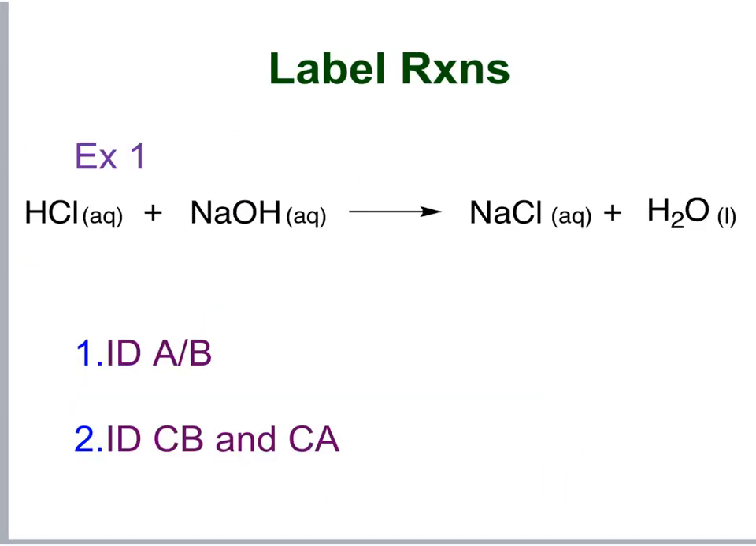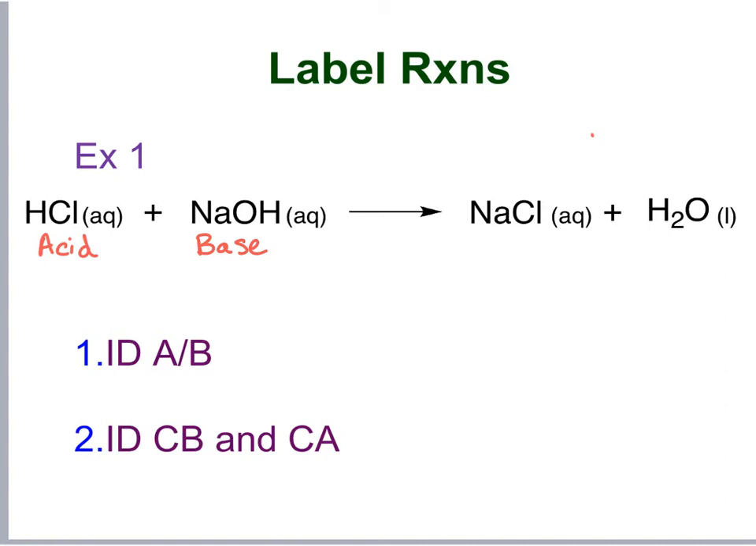Let's go back to our previous example and see if now we can label the conjugate base and conjugate acid as well as the acid and base. So remember, we had already decided that our acid was going to be HCl and that our base was sodium hydroxide. So now if we look at what happens to those, we can put them in pairs, and that's probably the easiest way to recognize what's going on.